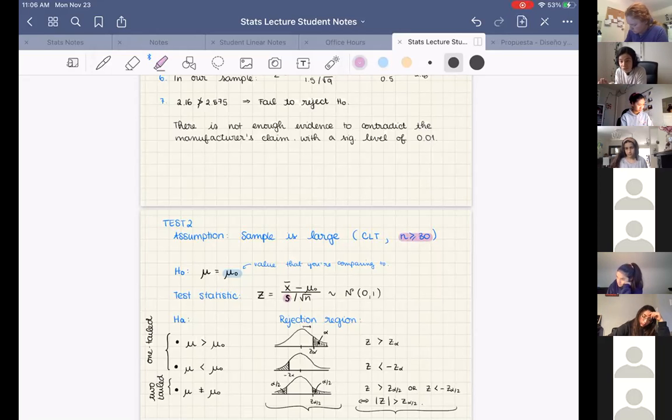And so what I should expect from my sample should be the same. And so the alternative hypotheses are going to be the same. The rejection regions are going to be the same. But what's important is that I can only apply this if my sample is large. Okay.